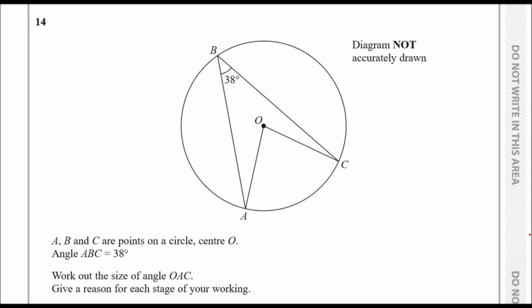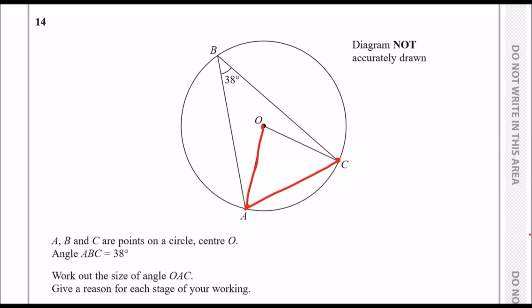Okay, number 14. A, B, and C are points on a circle with center O. Now angle ABC is 38, so this one over here. And they want us to work out the size of angle OAC. Okay, so to be clear, OAC is from O all the way to A and then A all the way to C. So actually this is a chord right here.